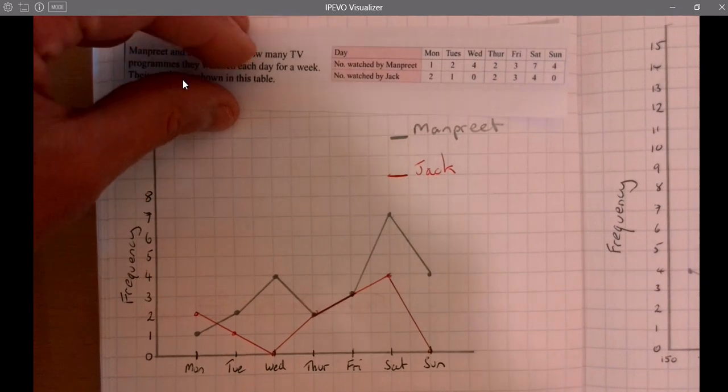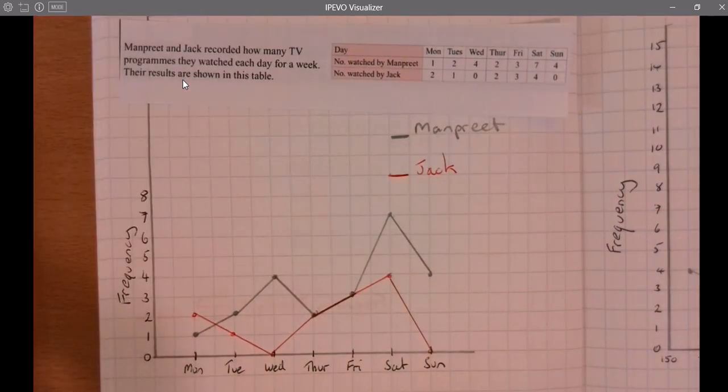And the number of hours telly watched by each of them. We could add a third colour to that, couldn't we? It'd be quite easy to add some more to it. Obviously, the more you add to it, the more confusing it becomes. But if there's only a couple on there, then it's much easier to look at the differences between these two.